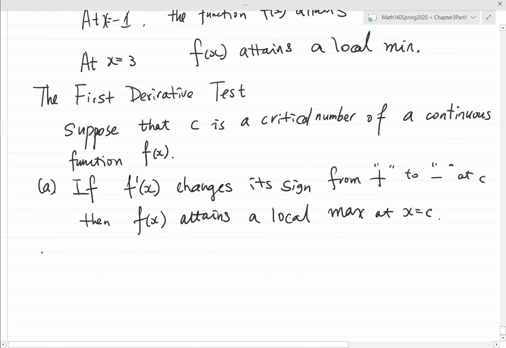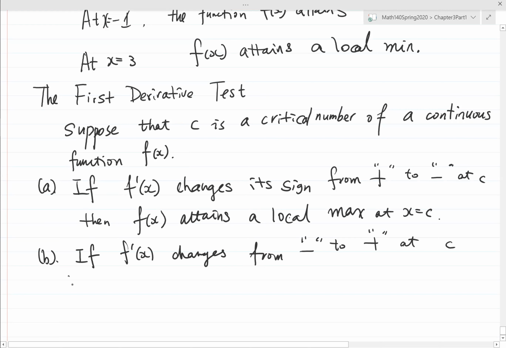Now if f derivative changes from negative to positive at c, then the function decreases, then increases. Okay, then f(x) attains a local minimum at c, x equals c.